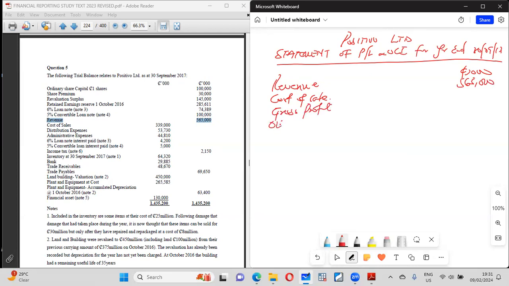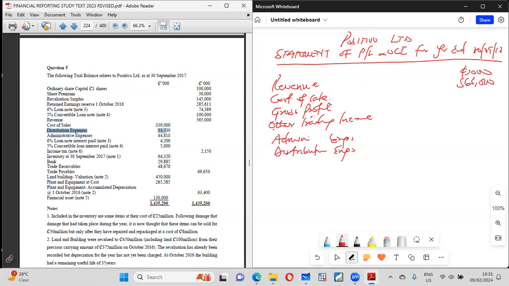So you have other income, other trading income. I'm starting this work at 7:30. Then we have the expenses, admin expense. There is no note on admin expense. There is distribution expense. There is no note on distribution expense, so I can slot it there. Distribution at 53730. Admin, there was no note, so 44. Even if there is a note later, I can come back and cancel and write it nicely, so there is no point.